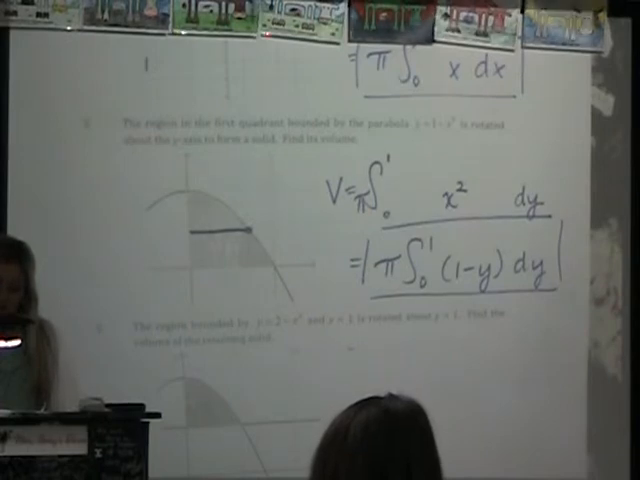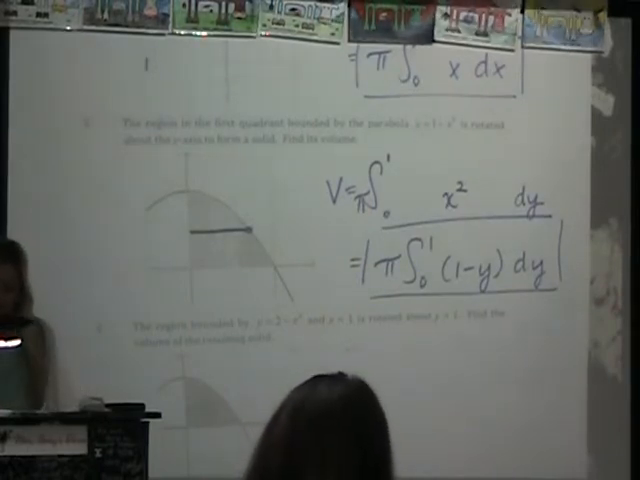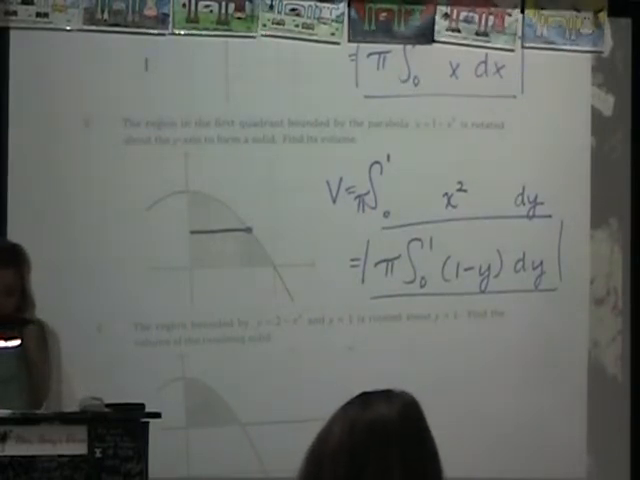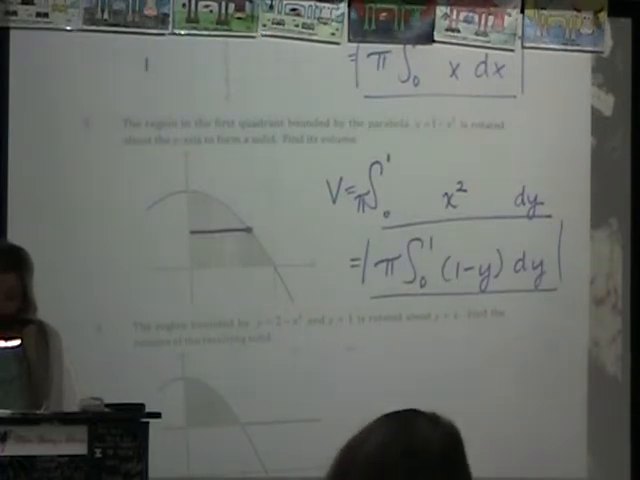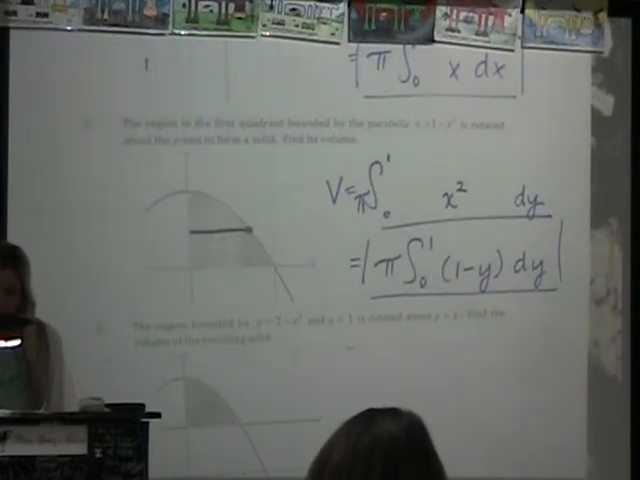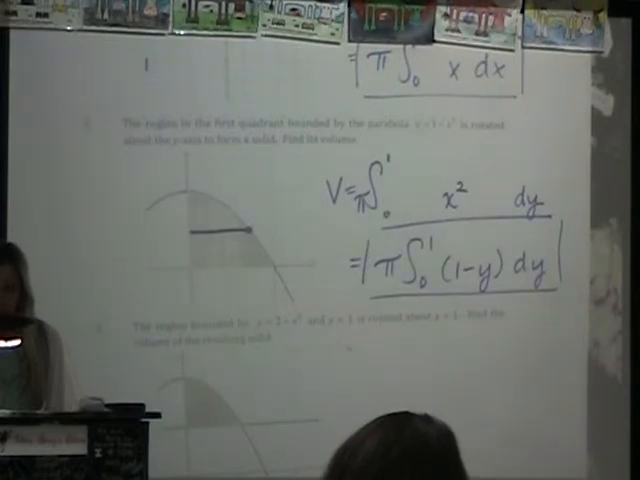Okay, let's look at number 3. The region bounded by y equals 2 minus x squared and y equals 1 is rotated about y equals 1. Find the volume of the resulting solid. Scary? No, it's not that scary.